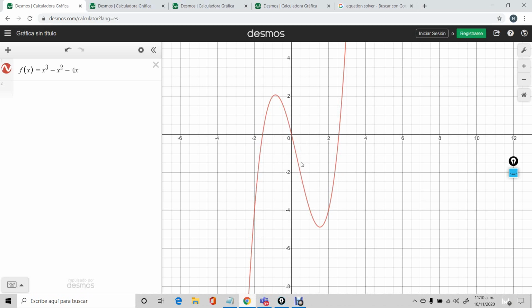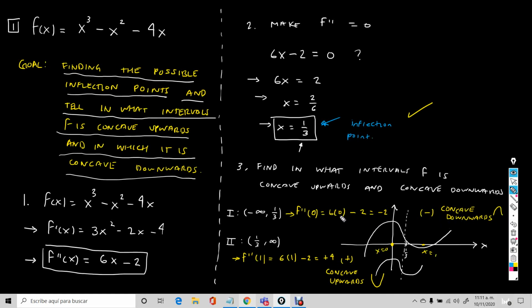And there you go. You see, we know now that the inflection point is 1/3, which is about 0.33. So it's about this one. You see, that point that I'm just clicking on, that is the inflection point. As you can see, to the left of this point, we have concavity downwards, and to the right of this point, we have concavity upwards. You see, was that our conclusion? Yes. Concavity downwards from minus infinity to 1/3, and concavity upwards from 1/3 to infinity.